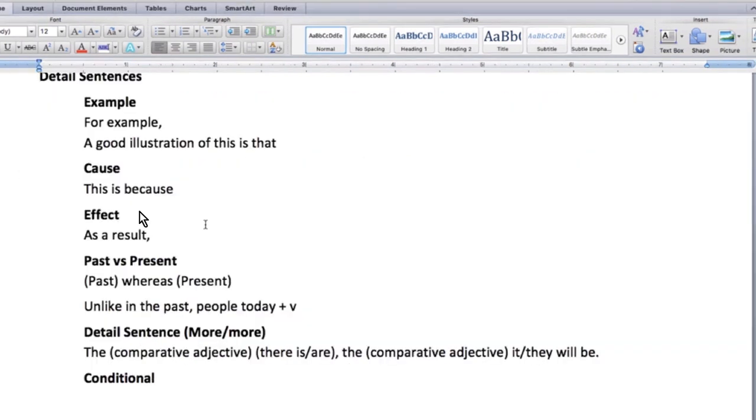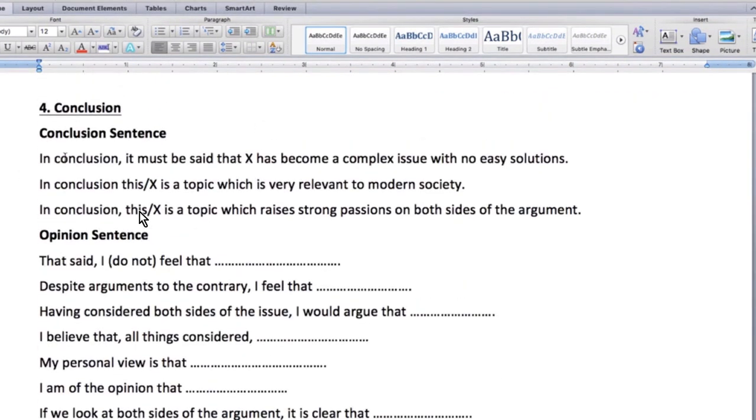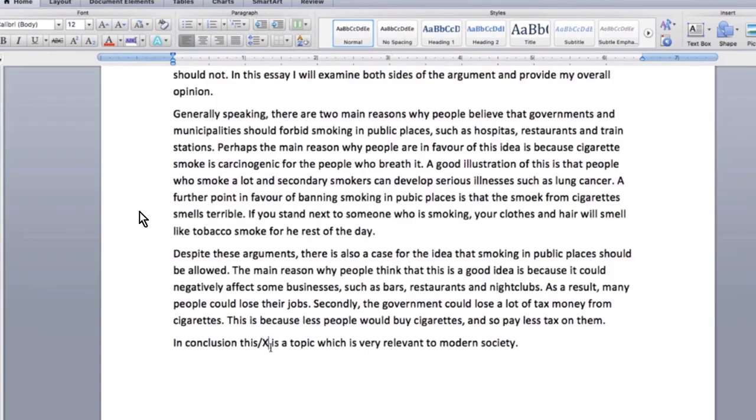Then a quick conclusion. Got some nice sentences. It must be said it's a complex issue with no easy solutions. It's fine. A topic very relevant to modern society. That's fine. Smoking, strong passions, both sides of the argument. It's fine. Let's just do this one. I think we can just stick with this because the reader will know what this is, so that's fine.